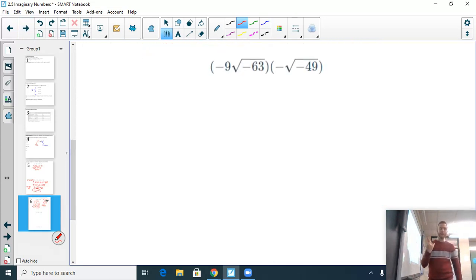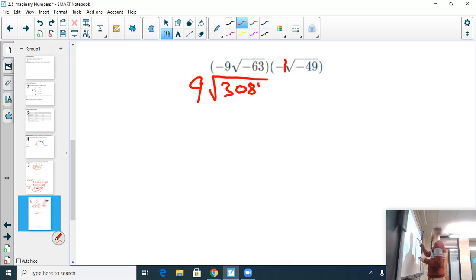And again, it seems like a lot, but nothing you haven't done, just throwing an i in there, right? This one, we have negative 9, and then there's really a negative 1 there, so we can multiply those two to get positive 9. And then negative 63 times negative 49. Well, when we combine those in there, that's actually going to be negative times a negative, which is a positive, right? 3087.